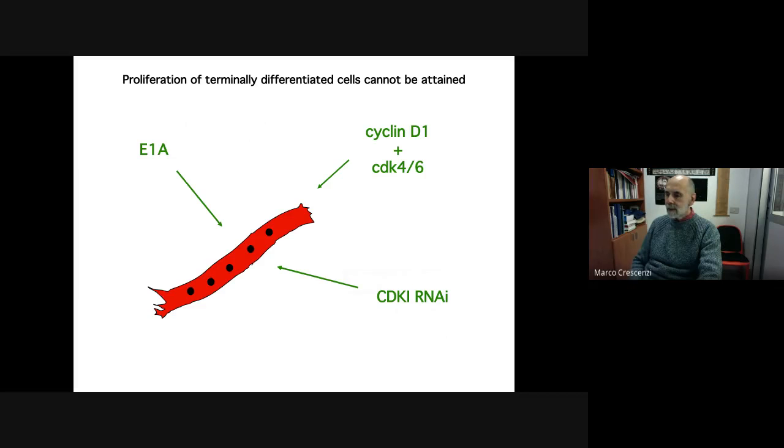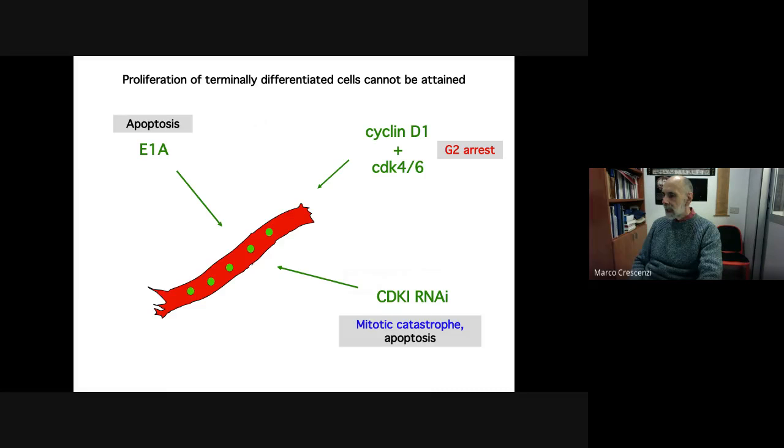All of these practices reactivate the cell cycle in the myotubes, but none of them elicits real proliferation. Because E1A induces apoptosis in the reactivated myotubes. Myotubes reactivated by cyclin D1 and CDK4 arrest in the first G2 after DNA synthesis, so they never reach mitosis, basically. And when we suppress P21, we have either mitotic catastrophe, as I've shown you in one picture, or apoptosis.